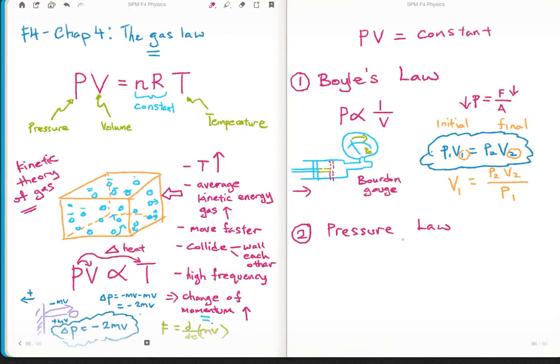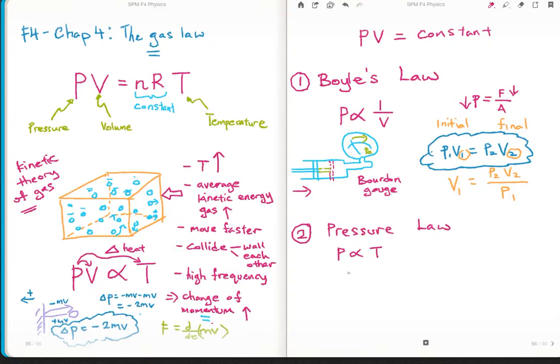In the pressure law, P is directly proportional to T, according to your kinetic theory of gas. Again, the same diagram. When temperature increases, the pressure increases. This is how I started off explaining the kinetic theory of gas. The pressure of a fixed mass of gas is directly proportional to its absolute temperature in Kelvin.